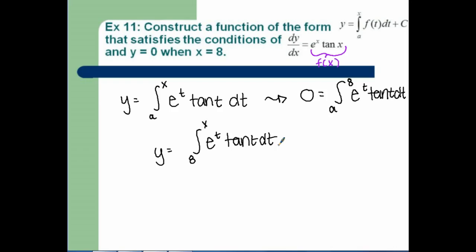You set up one where it's like x to the a is equal to x to a minus 8 to a, or somehow combine them.